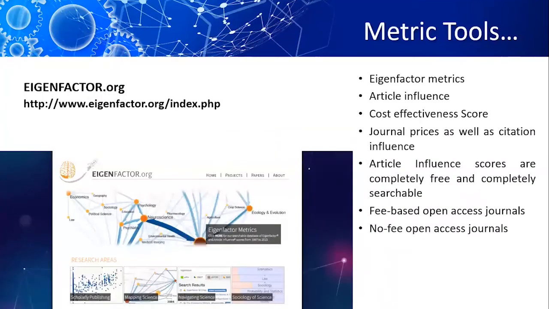I'm moving to the next slide. That is another tool, that is eigenfactor.org. On this site, you can find the Eigenfactor scores for the journals. Here, the Eigenfactor metrics you can find, and the article influence score you can find from the Eigenfactor scores, and cost effectiveness scores also you can find. And on this site, you can evaluate journal prices as well as site influence. Article influence scores are completely free and completely searchable. And here on this site, you can find fee-based open access journal evaluation and no-fee open access journal evaluation, and the metrics and scores, and you can generate the visualization on this Eigenfactor. That is freely you can use.